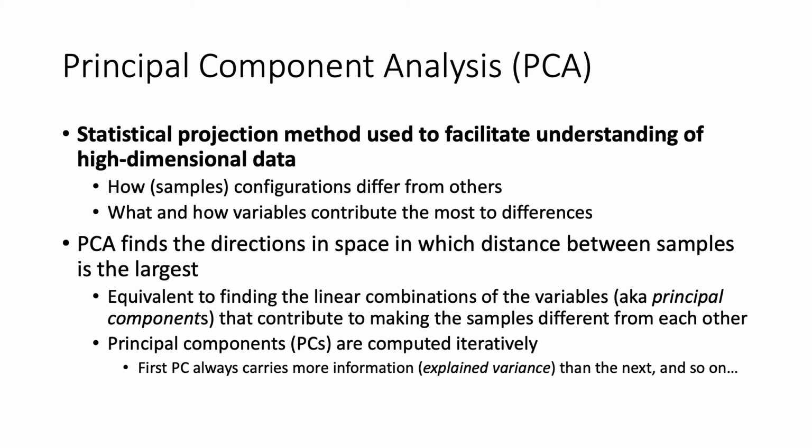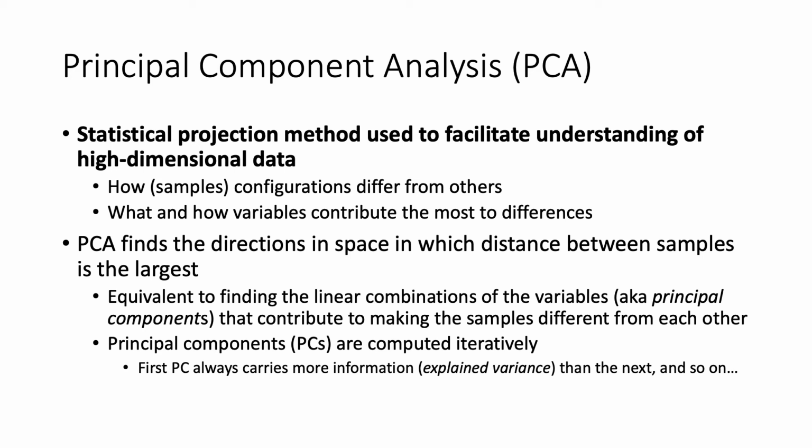That is equivalent to finding the linear combinations, called principal components or PCs, of the variables that contribute most to making the configurations different from each other. PCs are computed in an iterative manner, in such a way that the first PC is the one that carries most information, or most explained variance, whereas the second PC will carry the maximum share of the information not taken into account by the previous PC, and so on.